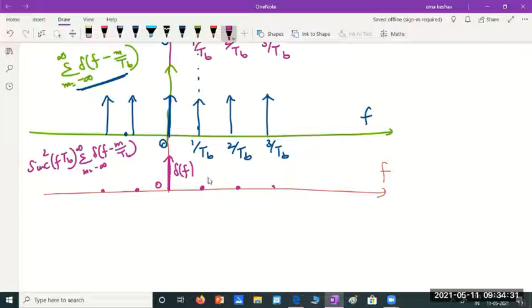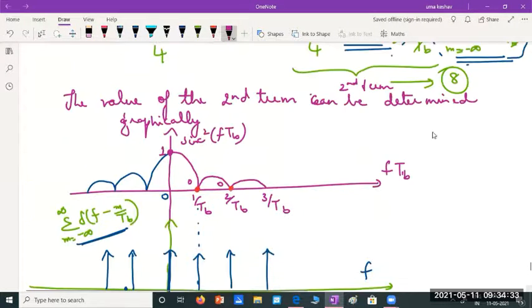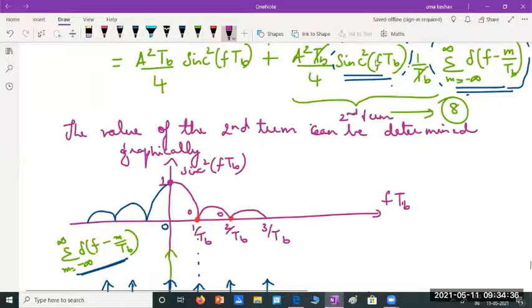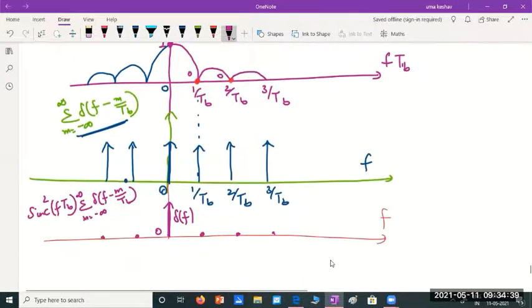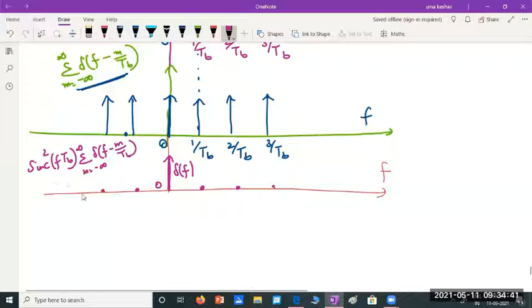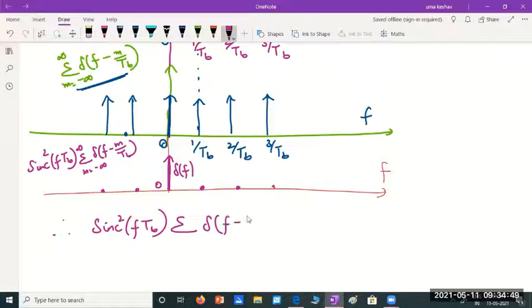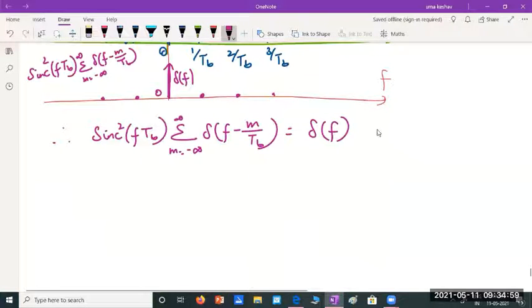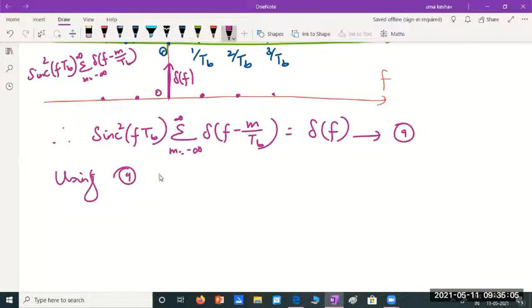Now I will use this result in this equation 8. So let us substitute this result only at equation 8. You say, therefore, the product of sinc square FTB with delta F minus m by TB, m ranging from minus infinity to plus infinity, is delta of F. Okay. I'll call this 9. Using 9 in equation 8, what do I get?